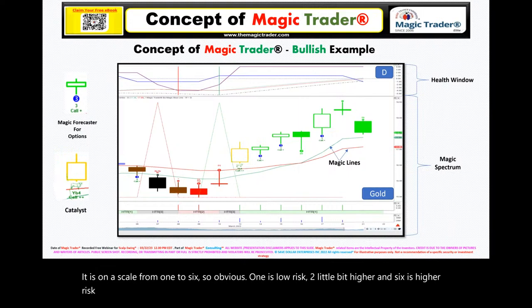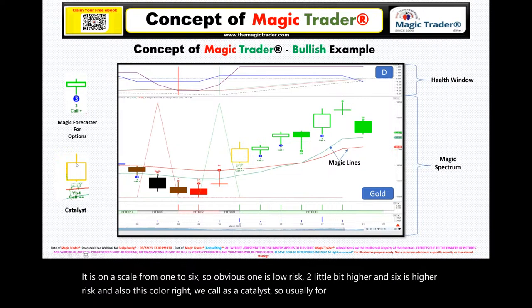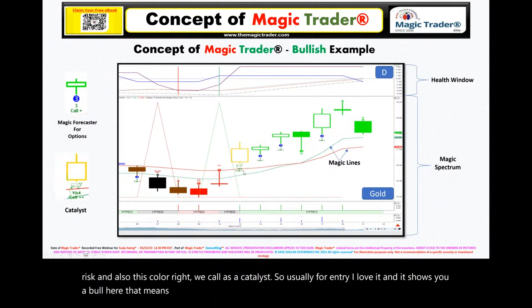And also this color, right, we call it a catalyst. So usually for entry, I love it. And it shows even bull here. That means we're going long. And that's about it. And these two lines are not the lines you used to. We have nothing to do with that.